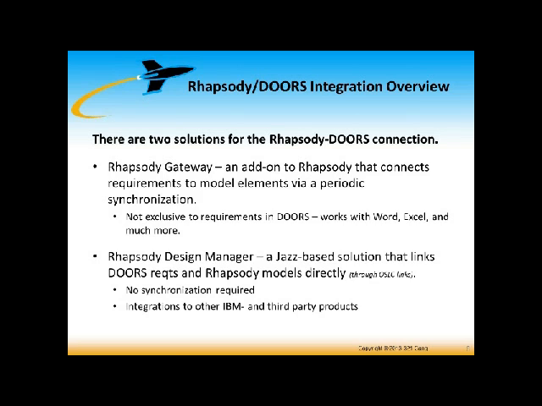The second is Rhapsody Design Manager, which is a relatively new product. It's been out for a few years, and I think it's at version 4 right now. Design Manager, a Jazz-based product. It links requirements in Doors directly to model elements inside of Rhapsody. There is no synchronization required. It's a live link, so if I see a requirement in my Rhapsody model and I hover over it or click on it, I'm looking at the live requirement in Doors. That's not true with Gateway. Gateway has a periodic synchronization that you have to run to keep everything up to date.